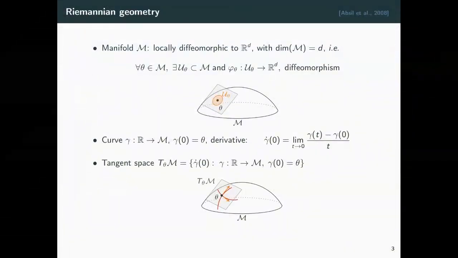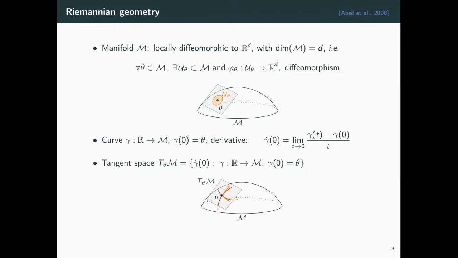We are dealing with manifolds. A manifold is a nonlinear space, like here, which is locally diffeomorphic to the Euclidean space of dimension d, which corresponds to the dimension of the manifold. It is a space that locally looks like the Euclidean space, and in particular we can define a tangent space at every point of the manifold.